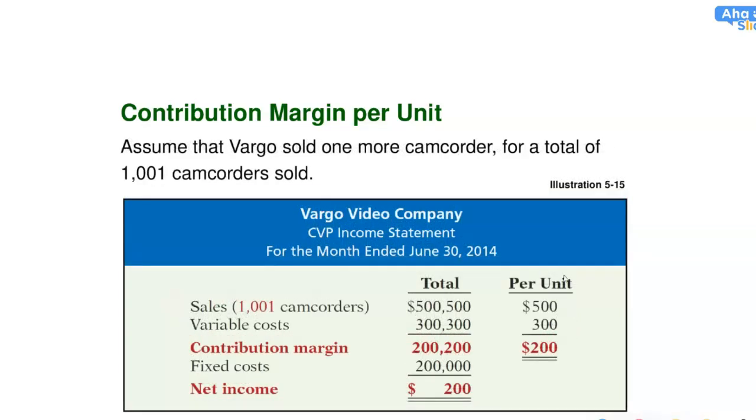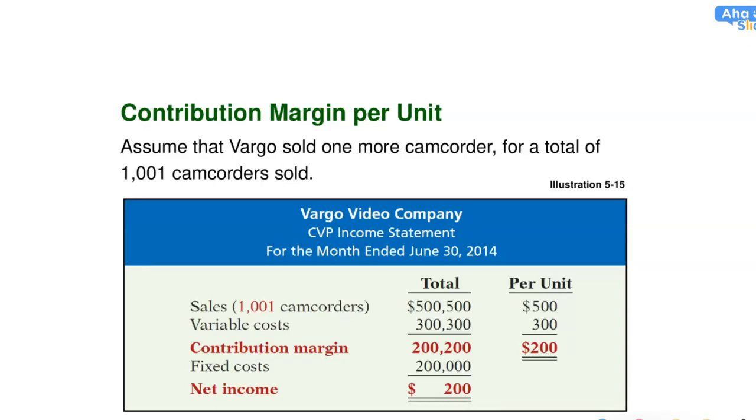But as you're going to see later on, we want to predict a profit. So you see, every unit I sell beyond break even, now remember break even was 1,000 camcorders, every unit I sell beyond 1,000, I earn 200 in profit. The contribution margin per unit becomes the profit beyond break even.